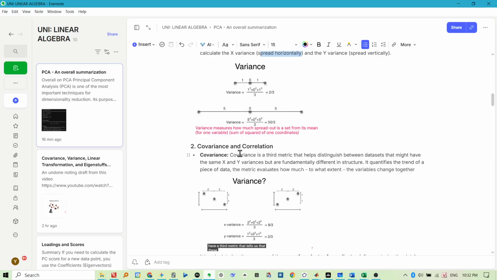So we have to bring in a third metric. The third metric is covariance. Covariance will help distinguish between datasets that might have the same x and y variances but are fundamentally different in structure. You can see this piece of data right here is going down. This piece of data right here has the tendency to go up. They are different. Covariance quantifies the trend of the data and evaluates to what extent the variables change together.